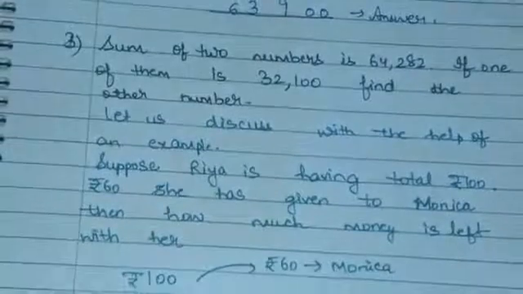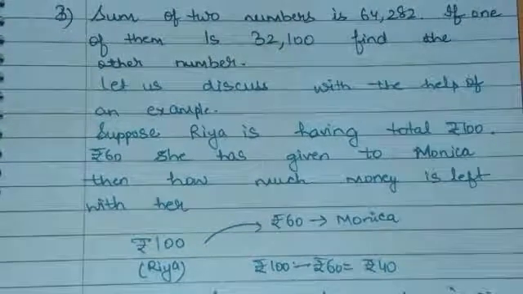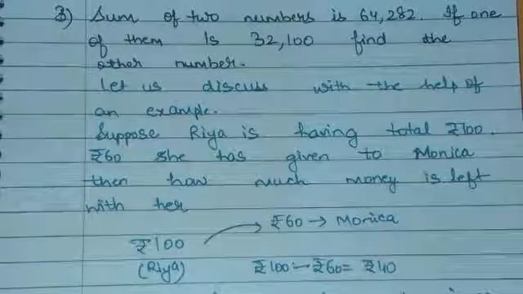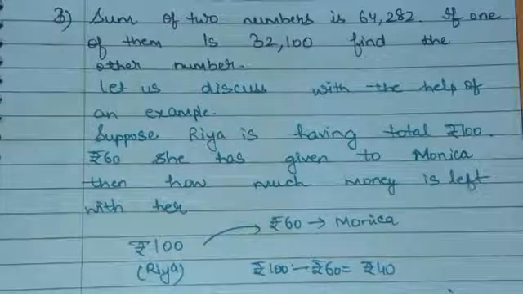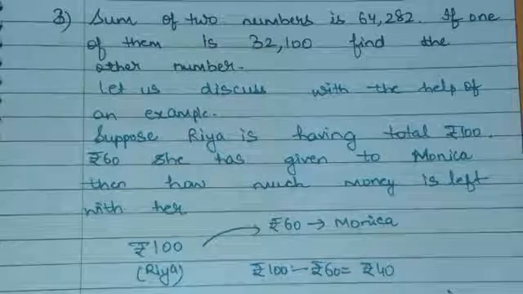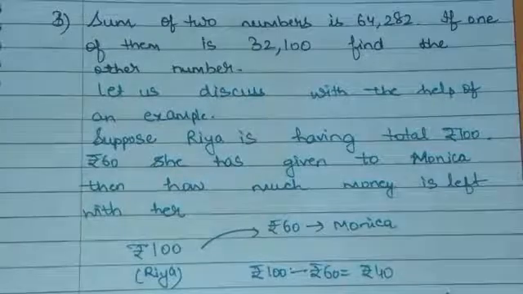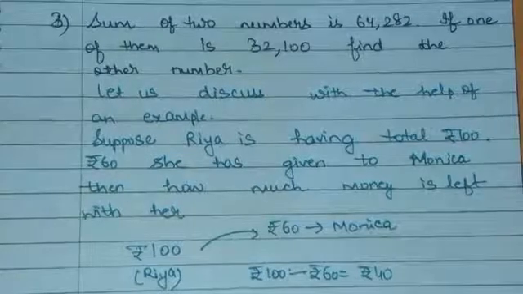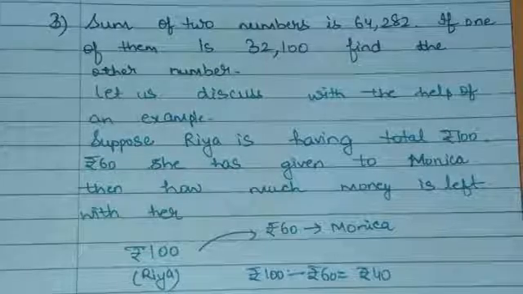Now let us start the next question. That is a very interesting question also. The sum of two numbers is given to us, that is 64,282, and one of them is also given to us, that is 32,100. We have to find the other number.